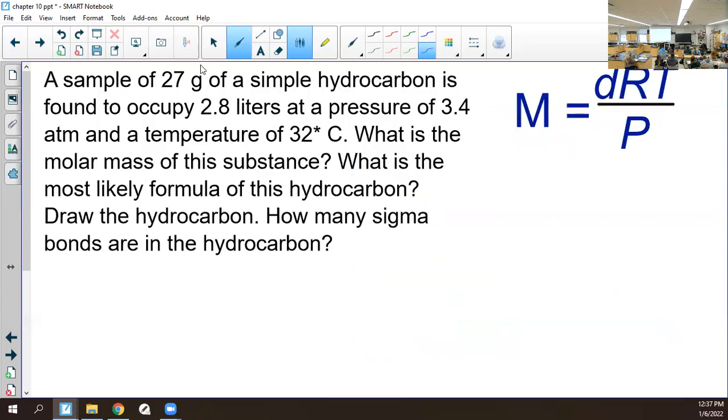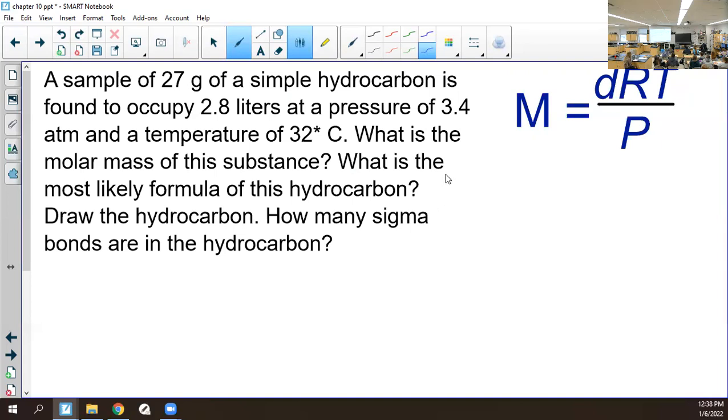But usually we'll have a problem that's more in depth. A sample of 27 grams of a simple hydrocarbon is found to occupy 2.8 liters at a pressure of 3.4 atm and a temperature of 32 degrees Celsius. What is the molar mass of this substance? What is the most likely formula of this hydrocarbon? Draw the hydrocarbon. How many sigma bonds are in the hydrocarbon? And I could keep going. Like, what's its molecular geometry? What's its hybridization? Draw the Lewis structure. How many unpaired electrons? It could go on and on with just this same base.